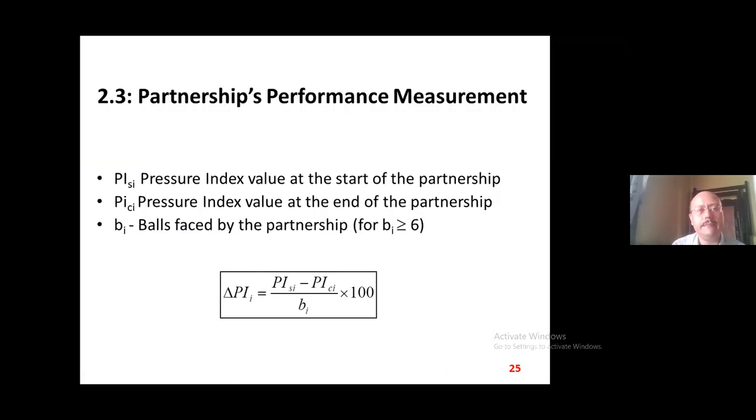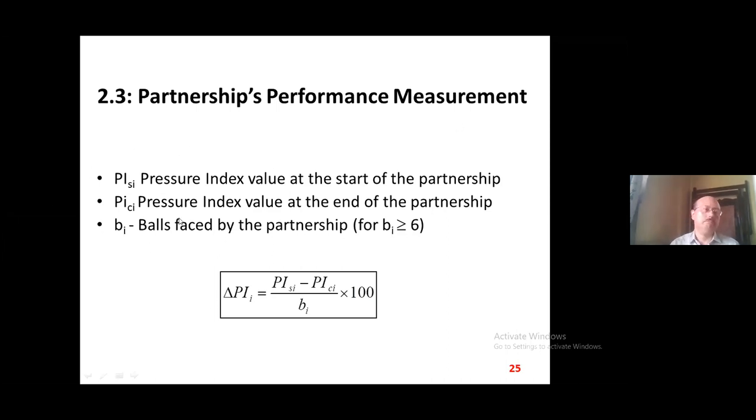Okay, so as I said, we also wanted to understand how the performance of a partnership in batting can be measured. We are not only interested in the individual batsman, because at any point of time, there is a pair of batsmen. You can also say that at any point of time, there is actually a pair of bowlers operating. That is also something we are interested in quantifying, but in a different context. Let us talk about the batsmen partnerships.